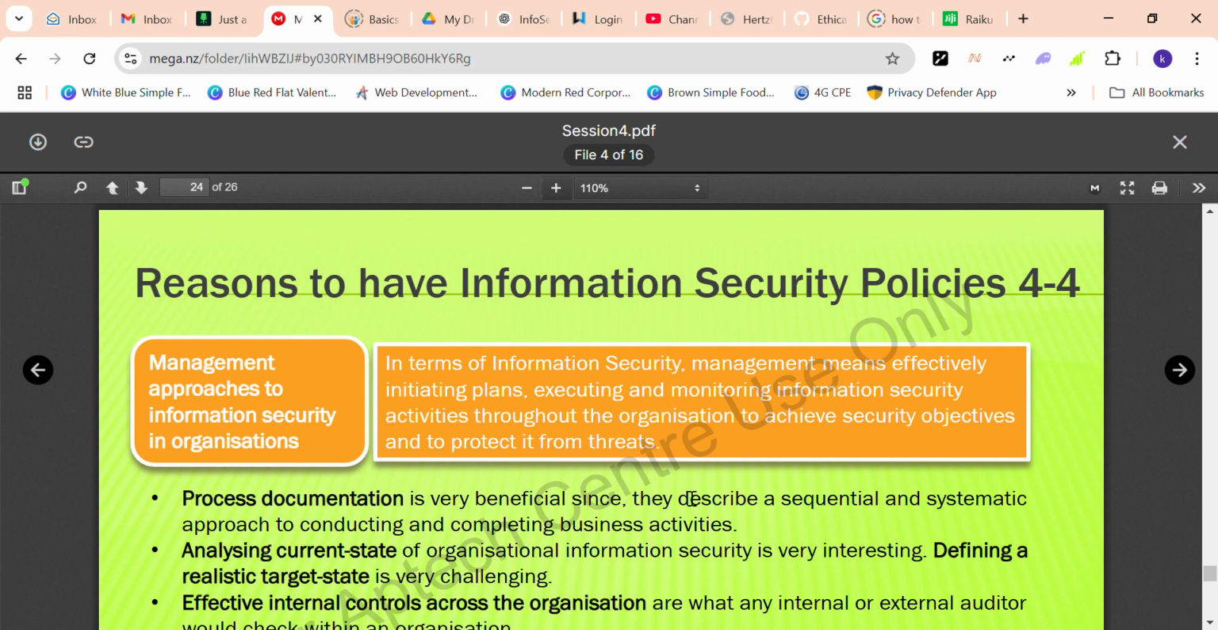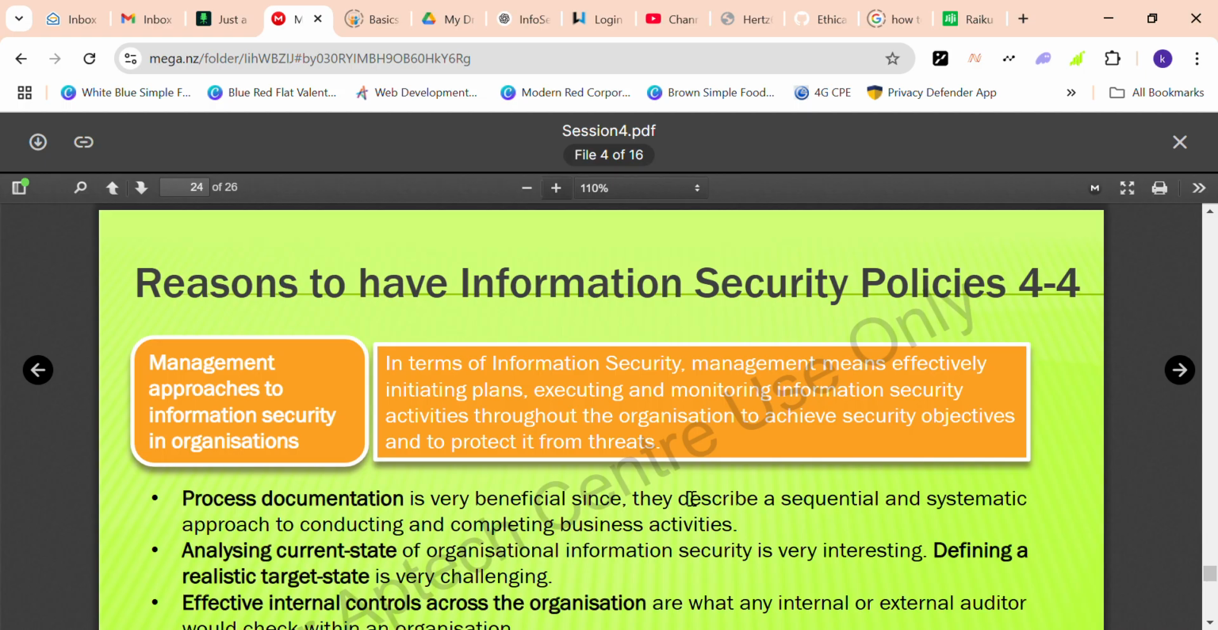Now, management approach to information security in an organization. When we are talking about approach, we mean the way they handle it, the way they will manage it. In terms of information security, management means effectively initiating plans, executing them, and monitoring information security activities throughout the organization to achieve the security objective and to protect it from what? From threats. That's good. They are the ones to initiate, execute and monitor it step by step, following it up to see that everything is in line with the local rules and regulations to protect the organization's assets from threats.